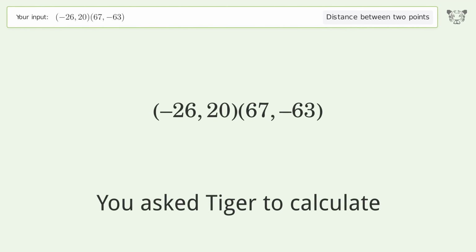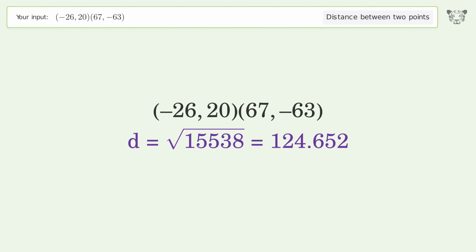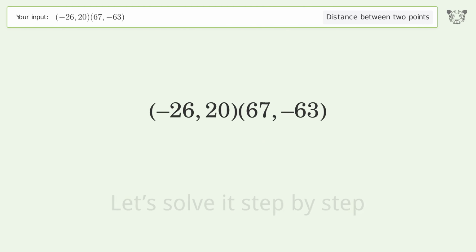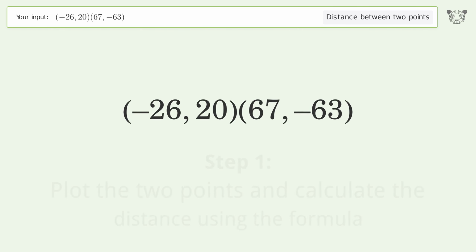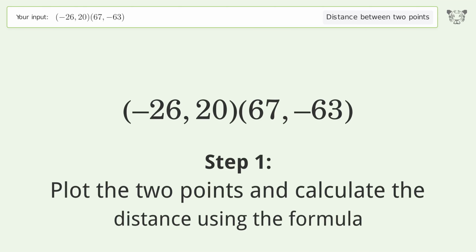You ask Tiger to calculate. This deals with the distance between 2 points. The distance between the 2 points is the square root of 15,538, or 124.652. Let's solve it step by step. Plot the 2 points and calculate the distance using the formula.